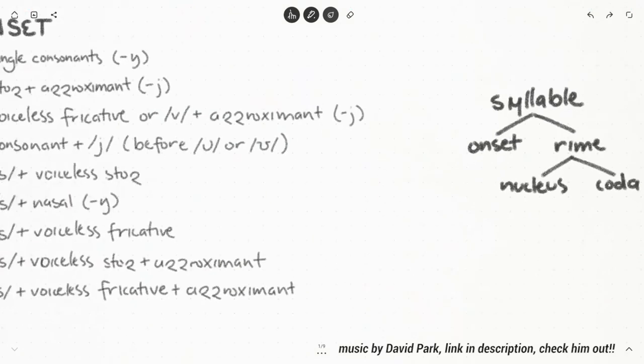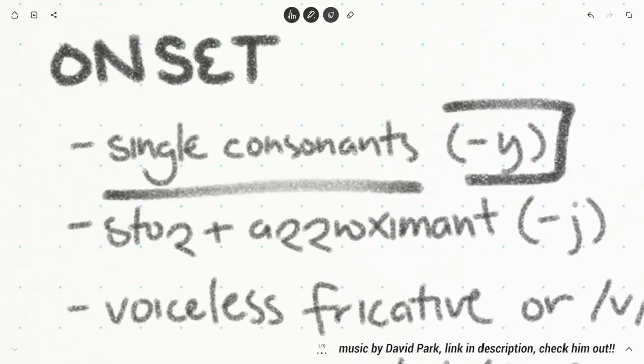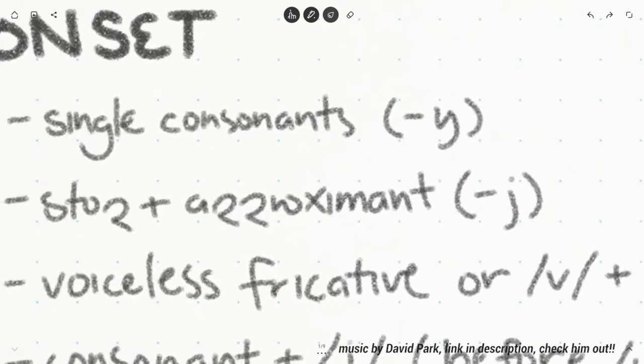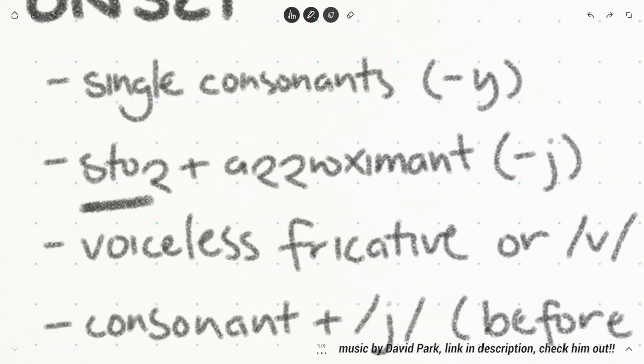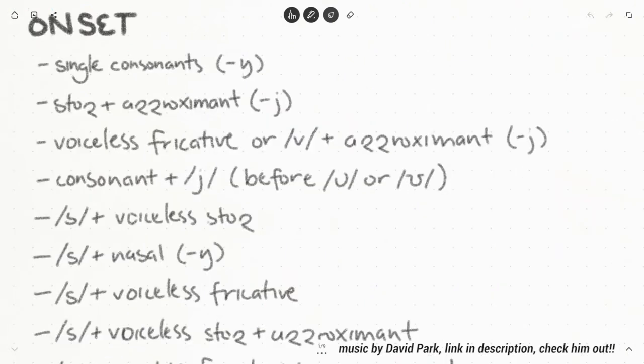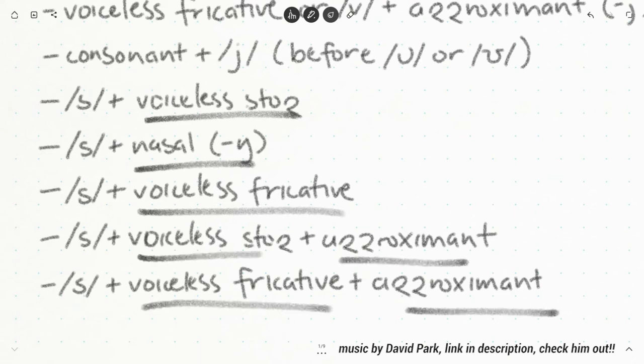So, rules for things that can be an onset, right? So, you could have any single consonant besides ng. That's the only thing that can't be by itself in the beginning of a syllable. You could have a stop plus an approximant, any approximant minus ya, so that includes la, ra, and wa, I believe. And then you could have a voiceless fricative or a va plus any approximant other than ya. You could have a consonant plus a ya, as long as it's before those vowels. You could have sa plus a voiceless stop, sa plus a nasal, any nasal besides ng, sa plus a voiceless fricative, sa plus a voiceless stop plus an approximant, or sa plus a voiceless fricative plus an approximant.